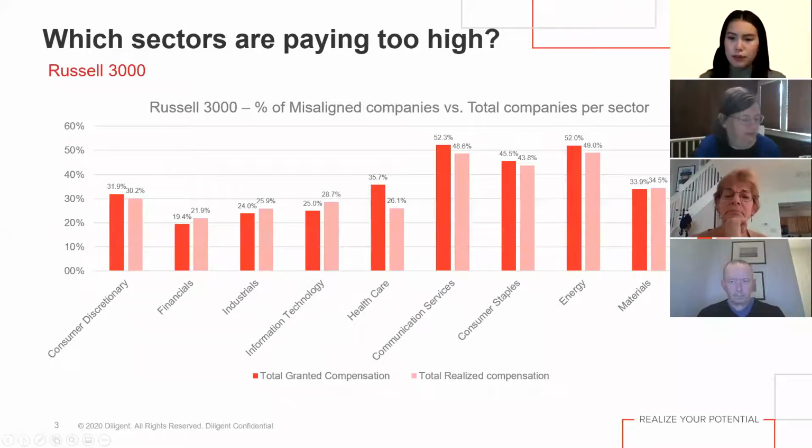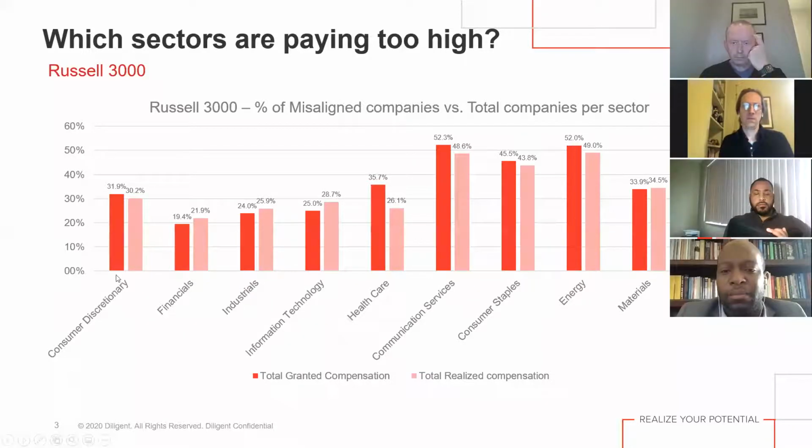Even though, compared to another sector, the financial sector, which has 146 companies overpaying their CEO, the number of communication services companies which overpay their CEO might be very small, only 58. But within the sector itself, that number comprises more than half of the industry. And similar things happen in the energy sector.